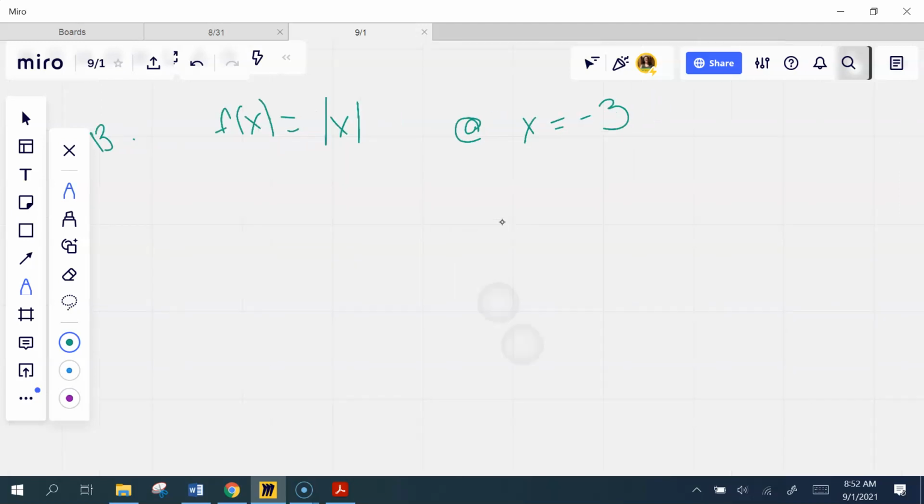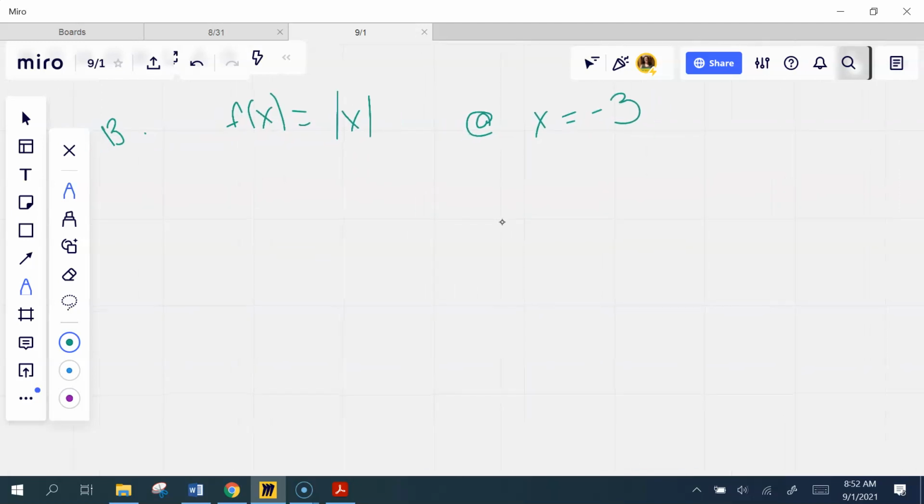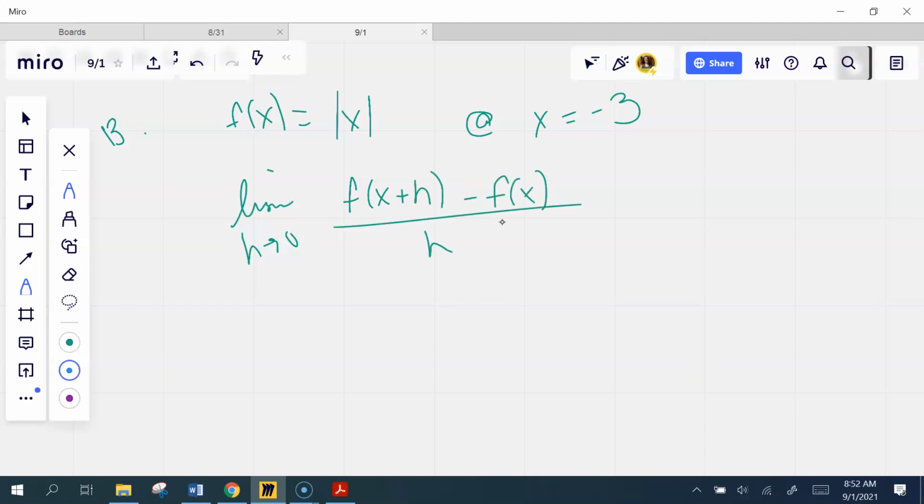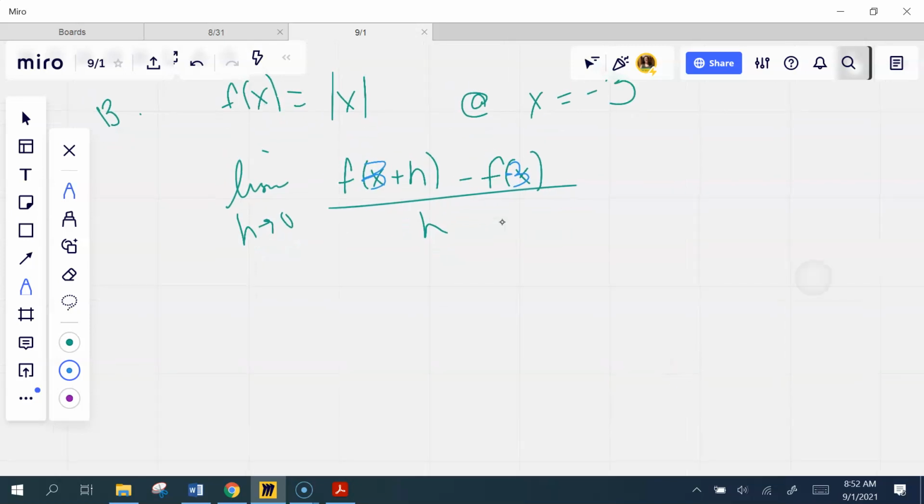All right, so the slope at the point. I'm going to do the limit as h goes to 0 of f of x plus h minus f of x over h, but my x is negative 3. All right, so f of negative 3 plus h would be, well, but you can't.